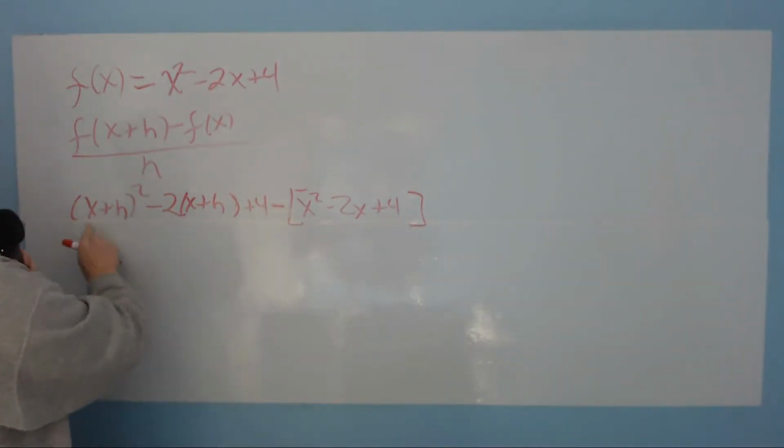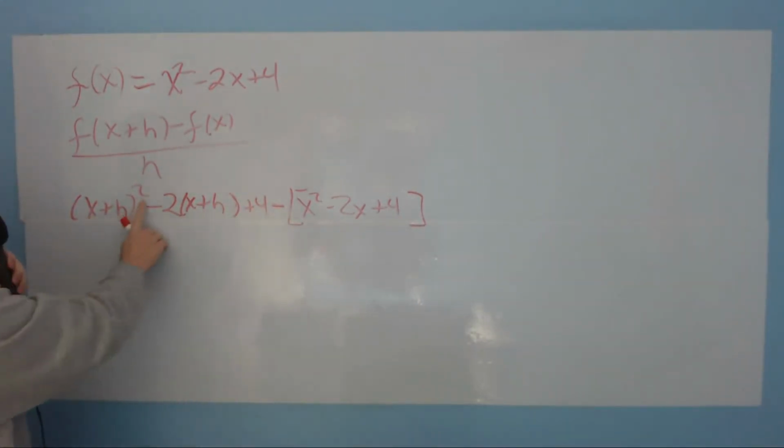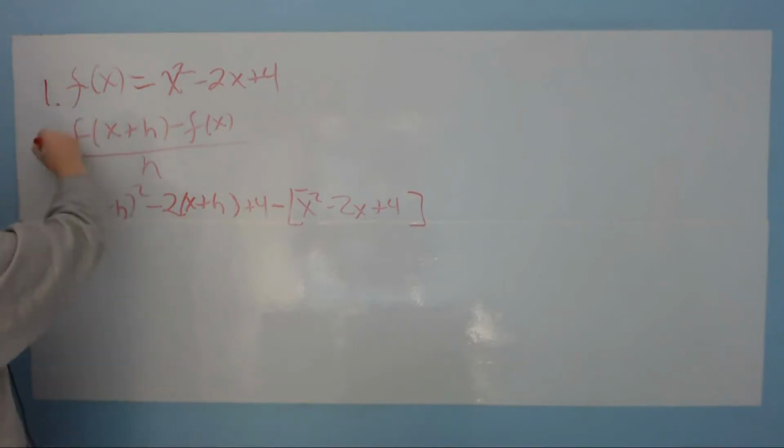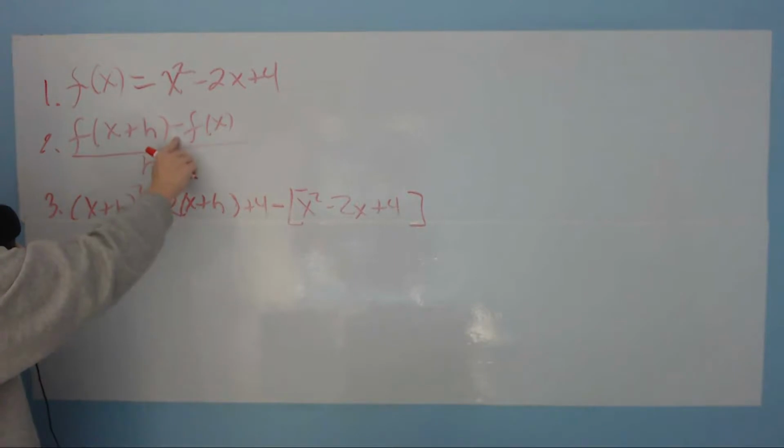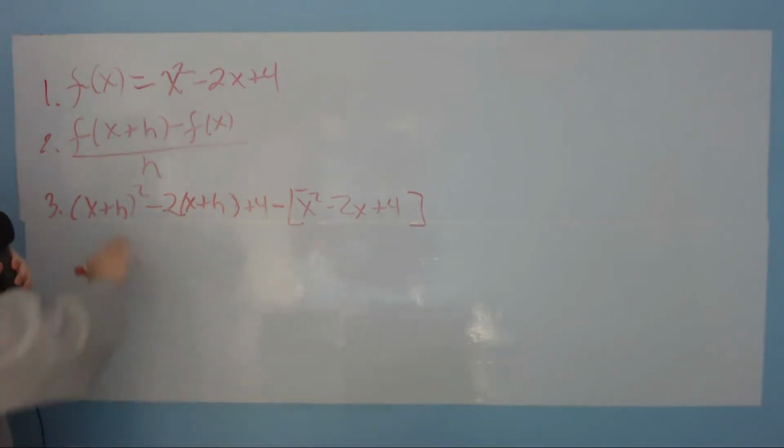What do we have? We need to first expand x plus h squared. Let me number the steps: this is 1, this is 2, this is 3. All I'm doing is working on f of x plus h minus f of x. I'm not dividing by h. I'm just simplifying the top because it's a mess.